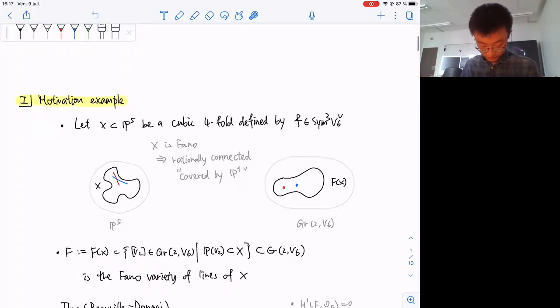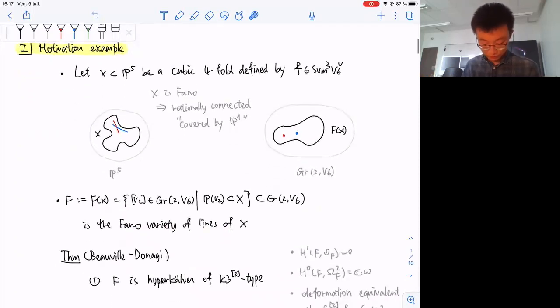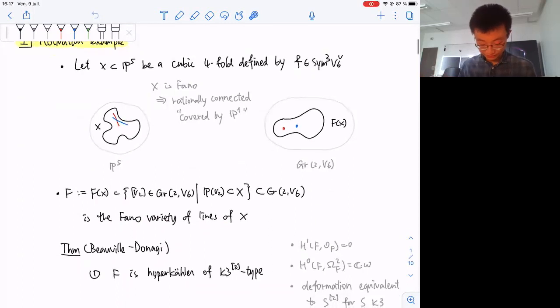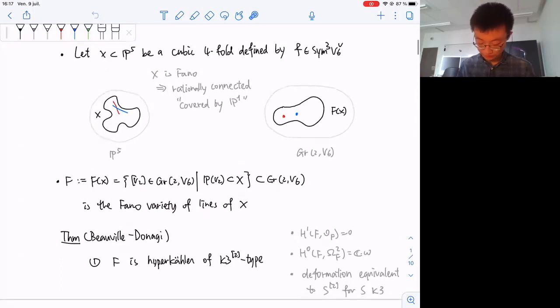And this is a very famous theorem by Beauville-Donagi that we just saw this morning. The variety of lines is hyperkähler of K3^[2] type. So this means that this is a compact Kähler variety that is simply connected and has a nowhere degenerate symplectic 2-form, and also is deformation equivalent to the Hilbert square of a K3 surface.